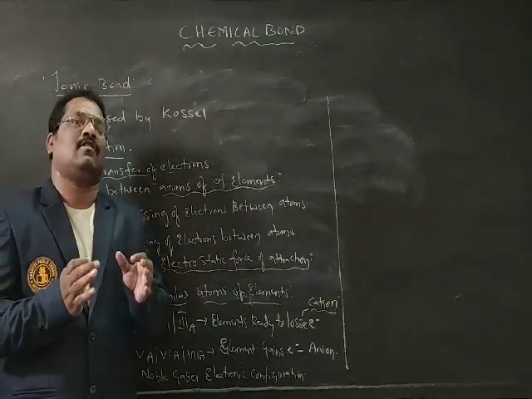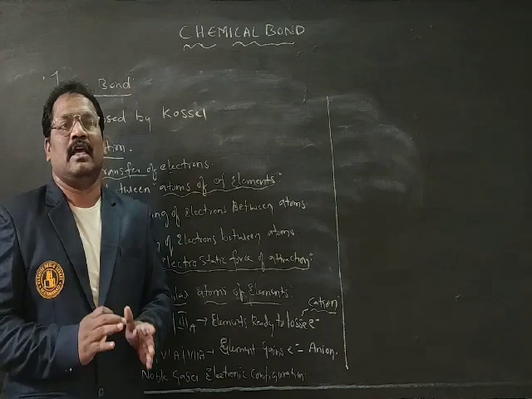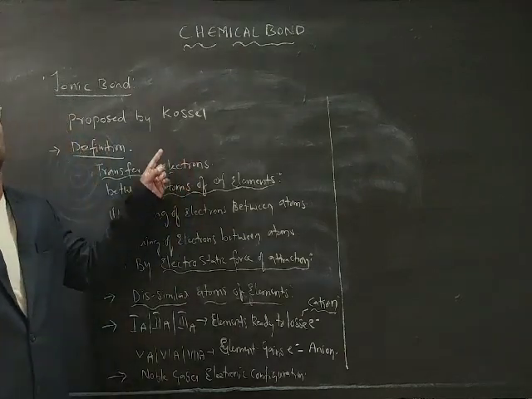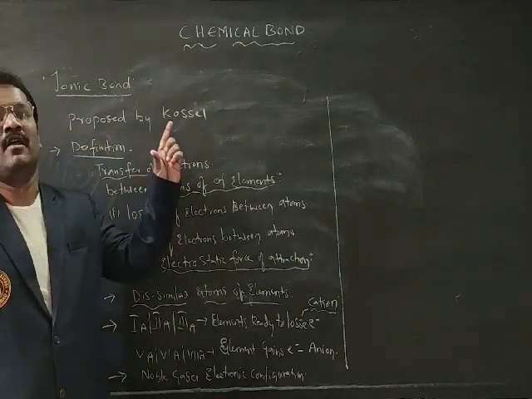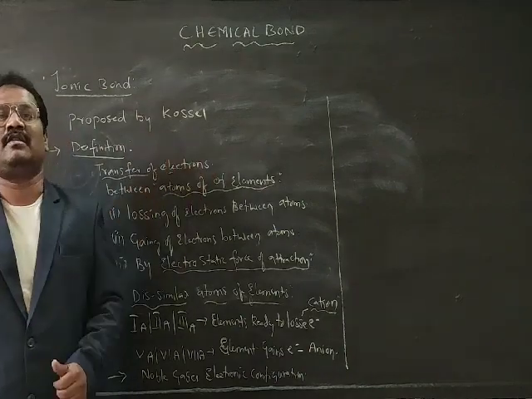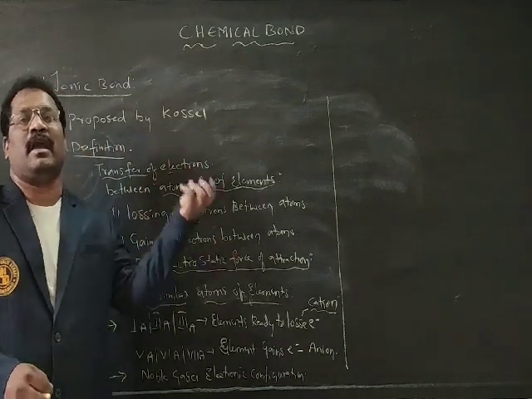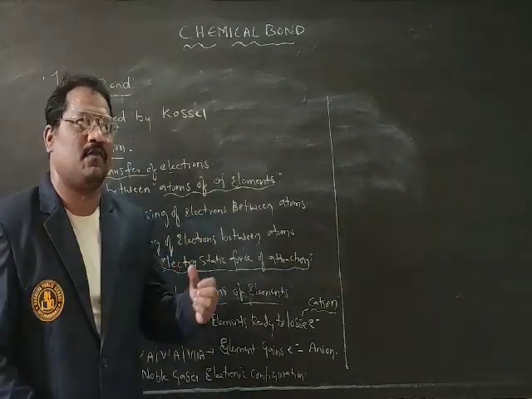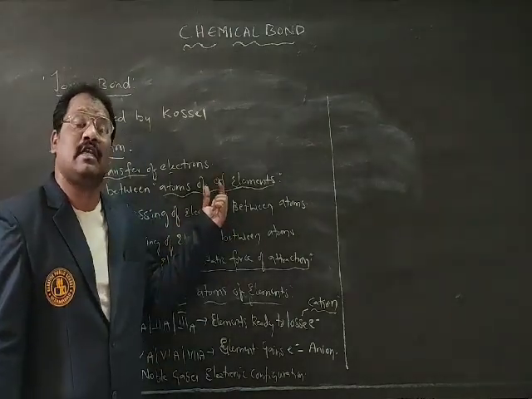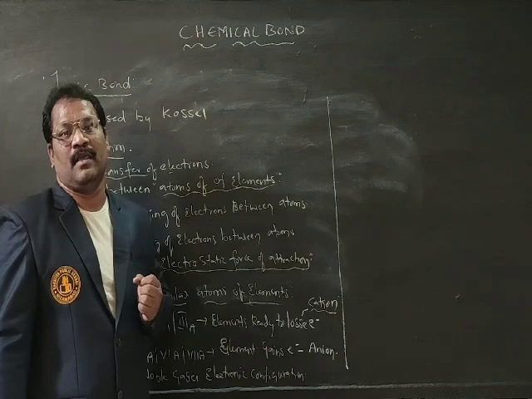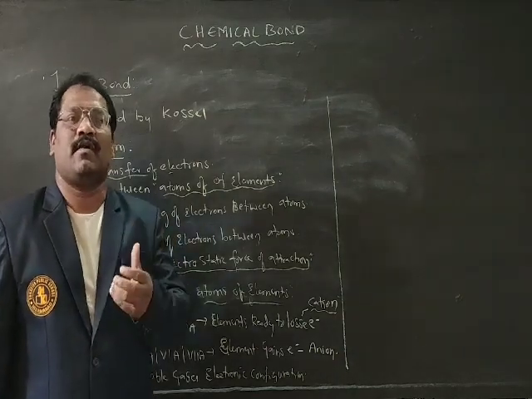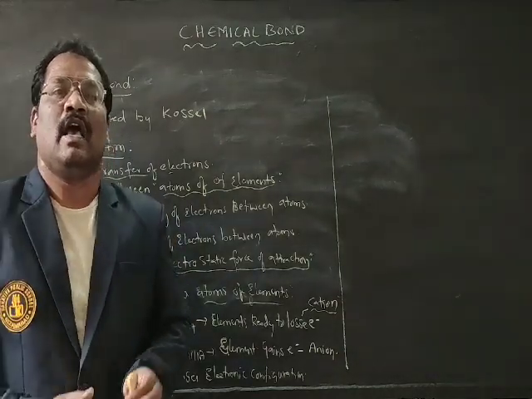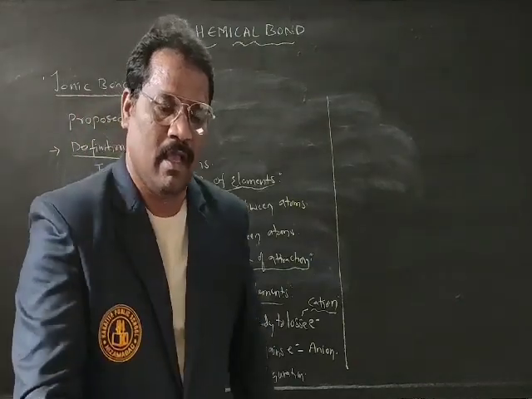So, to attain noble gas electronic configuration, what happens? Transfer of electrons takes place between atoms of elements, by losing or gaining electrons, by means of one force. That force is called the electrostatic force of attraction. Due to that, what bond forms? That bond is called an ionic bond.